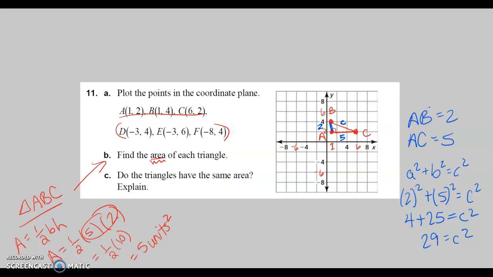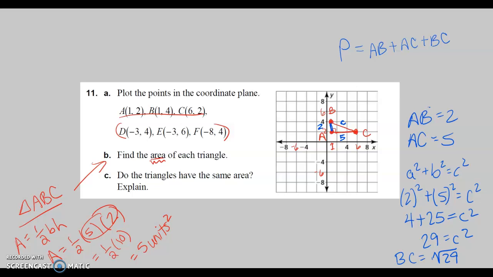And I guess while we're at it, I didn't rehearse this or anything. We just need to know that c is the square root of 29. So BC is the square root of 29. Then you would add those up. So perimeter would be AB plus AC plus BC.